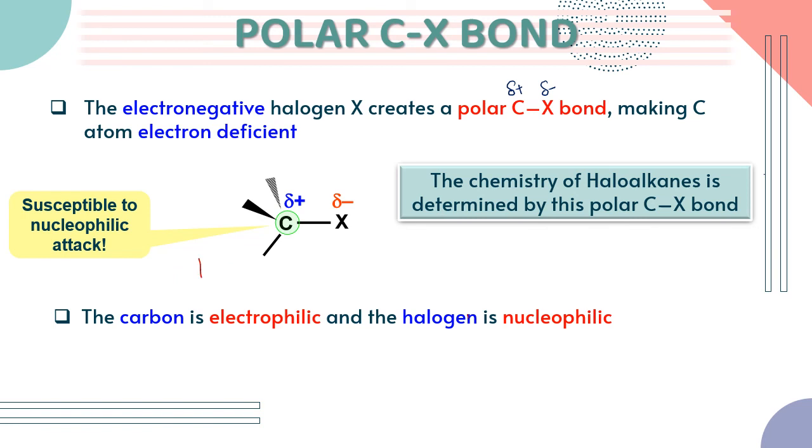Meaning, if I have a nucleophile over here, since this is an electrophilic site, the nucleophile will go and attack your carbon. Once the nucleophile attaches to the partially positive carbon, the carbon-halogen bond will break, where the 2 electrons will go to your halogen.